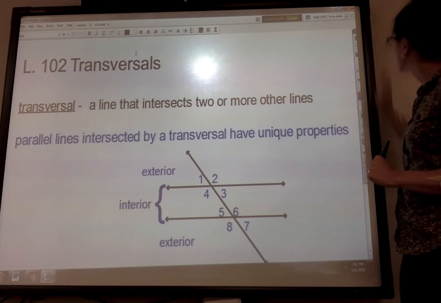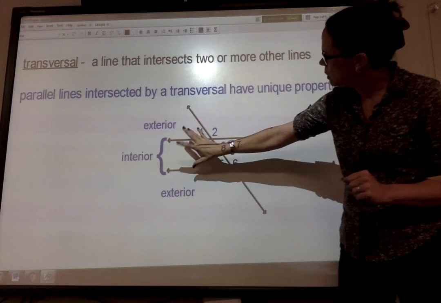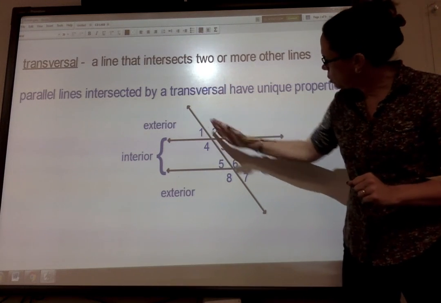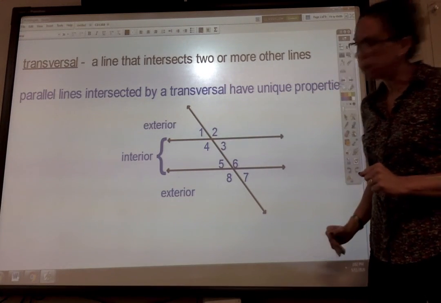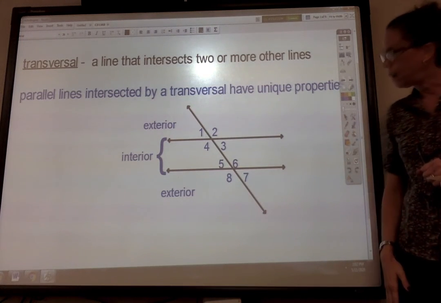Now the special situation that we're going to talk about is when parallel lines are intersected by a transversal. Okay? So when we have a set of parallel lines like these two right here, this would be our transversal, and it intersects both lines. And you can see that 8 angles are created when that happens.